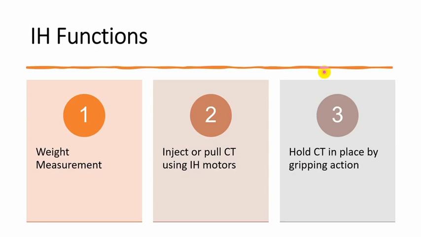So now you may have deduced the functions of the injector head. First, it measures the weight of coil tube injected or pulled from the well. Secondly, it injects or pulls coil tube using injector head motors, sprockets, chain, traction pressure, and chain tension, all incorporated to inject or pull coil tube. It also holds coil tube in place by the gripping action of the gripper blocks. So this is the main function.